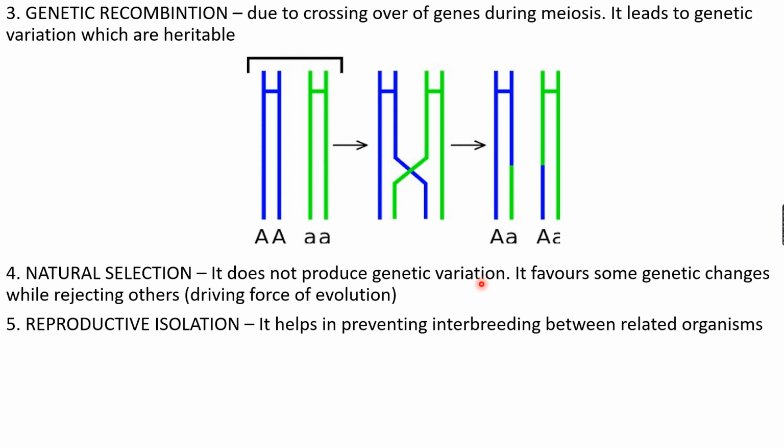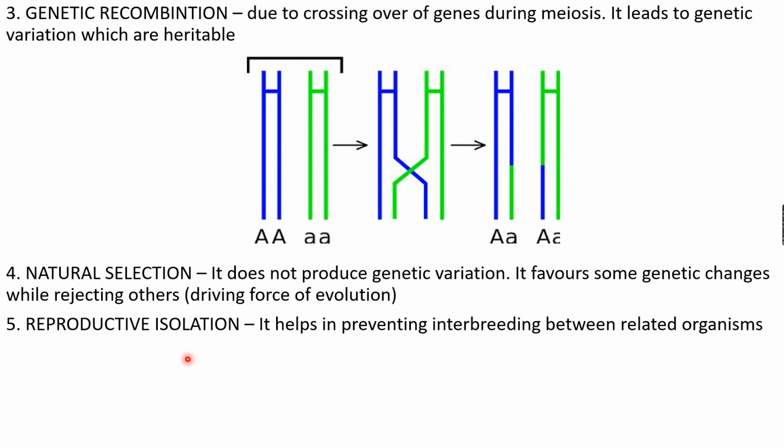Variation will not come from it. But whatever genetic changes occur, if it is favorable for the organism, useful for the organism, that is selected by the nature. If it is not favorable, that particular character variation is rejected. So natural selection is a kind of driving force of evolution.